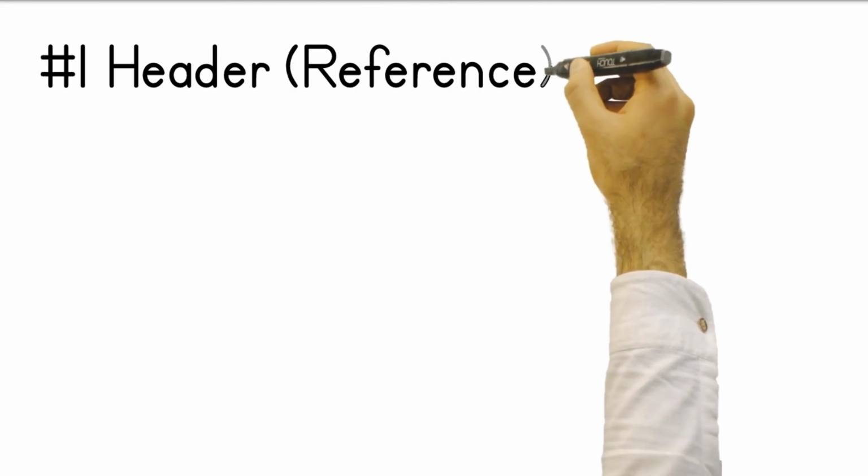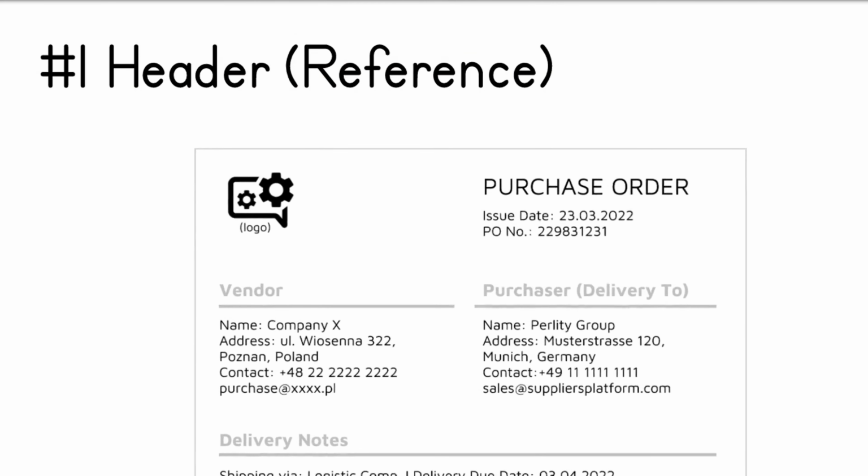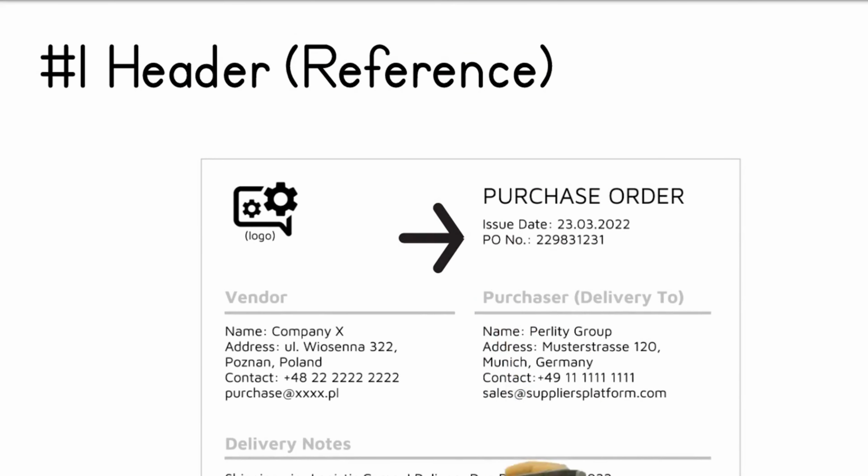Every purchase order starts with a reference section. This includes the purchase order number, a unique ID, and the issue date. These details make the PO traceable and easy to manage.